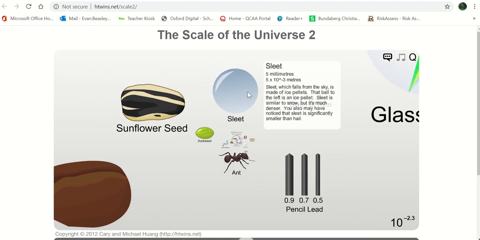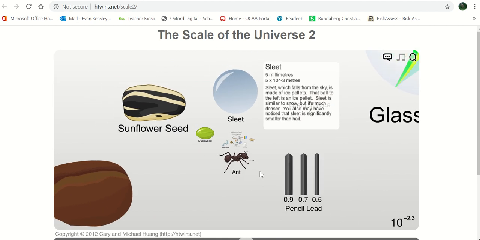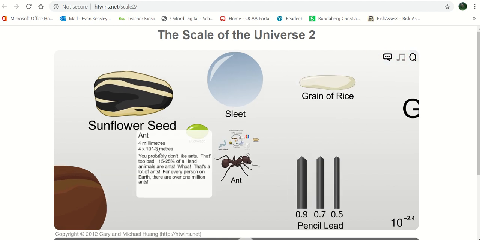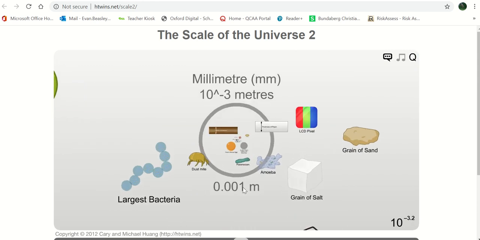Sleet, for example, is a bit of ice from the sky. How big is an ant? An ant is about 4 millimetres. So that looks like saying 10 to the negative 2 or negative 3. So it's pretty small there. Now 10 to the negative 3 is also just like saying 0.001 metres. So remember that 10 to the negative 3 is like 1 over 10 to the third, or 1 over 1,000. So 1 millimetre is like saying 10 to the negative 3.